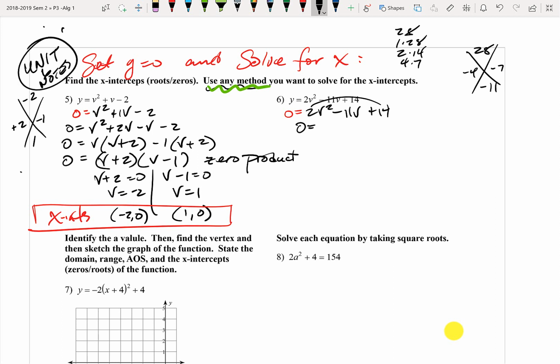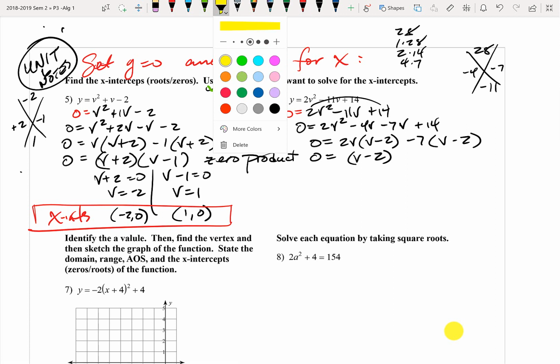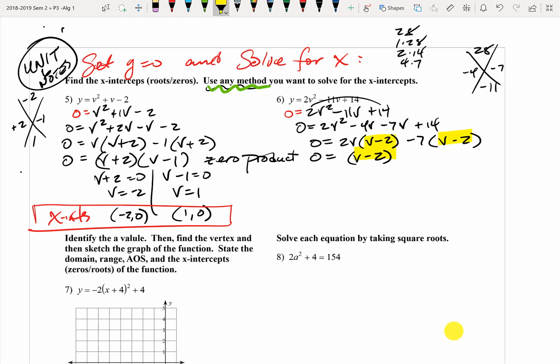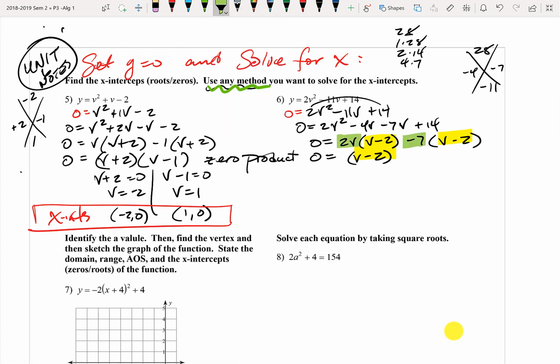Okay, so let's start factoring. So 2v squared minus 4v minus 7v plus 14 equals 0, and let's factor out a 2v. So 2v times, all right, v minus 2, factor out a -7, and you get v minus 2 again. And so 0 equals v minus 2, which is your common binomial, right? That's your common factor, your GCF in this case. All right, there you go, multiplied by your remaining terms, 2v minus 7.